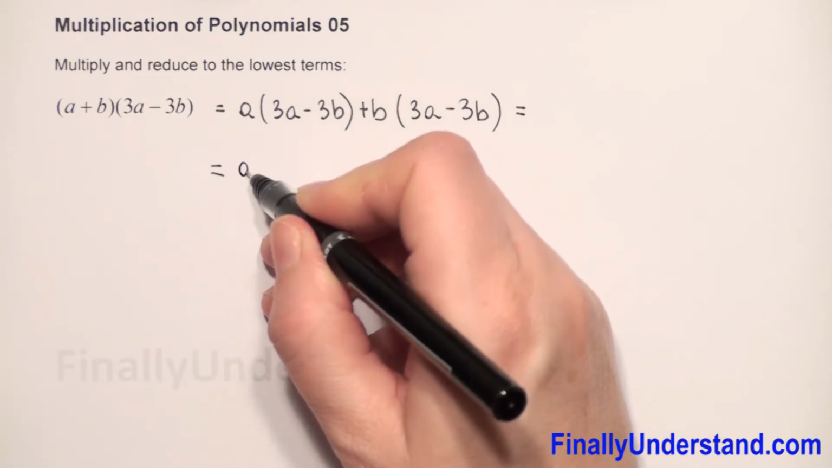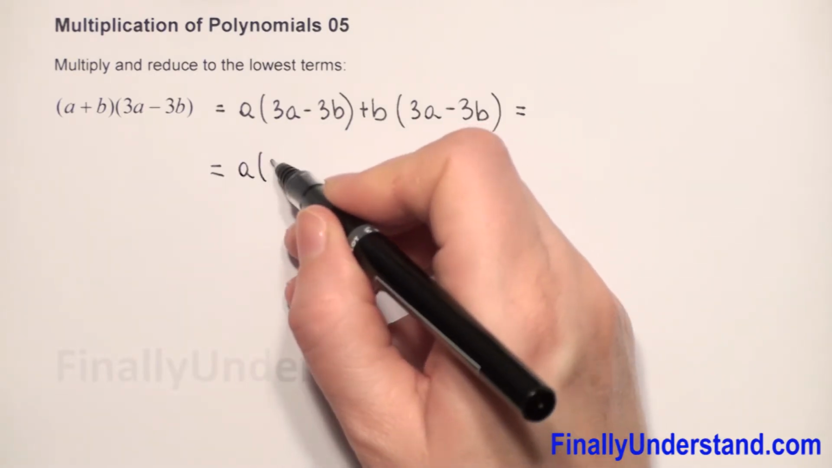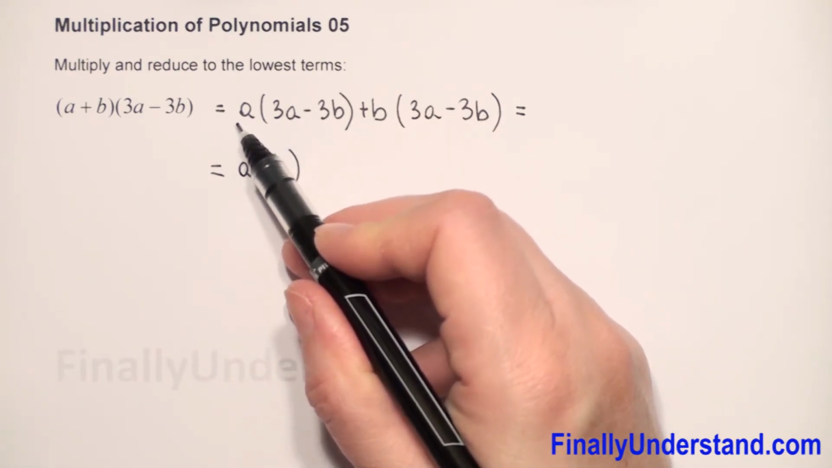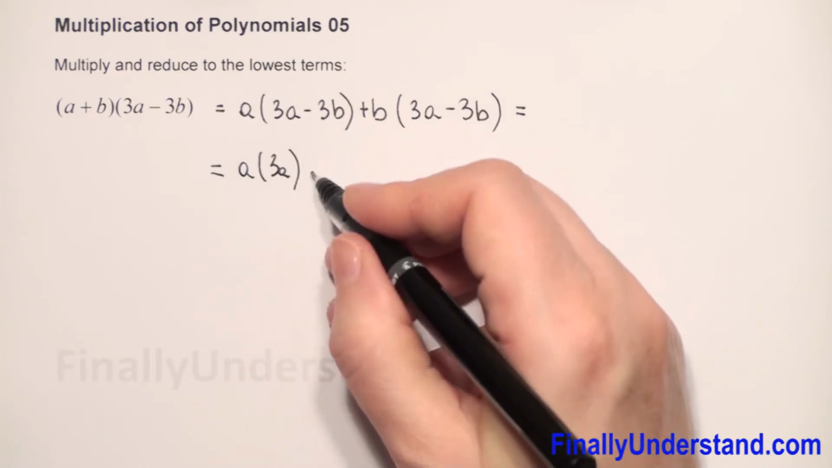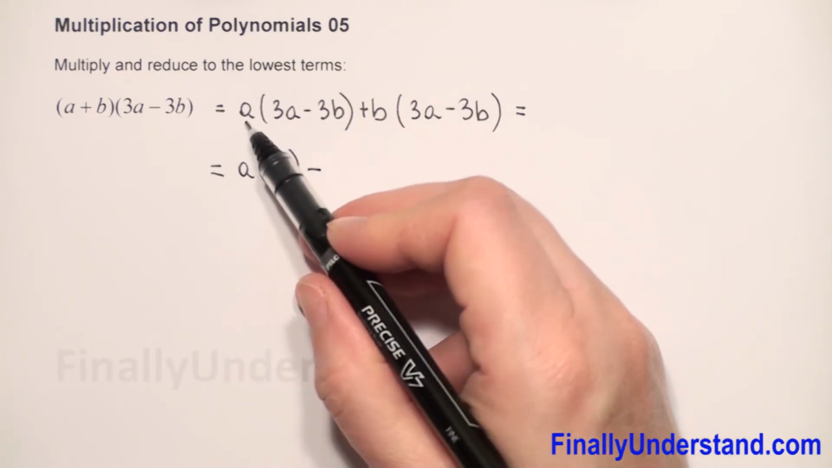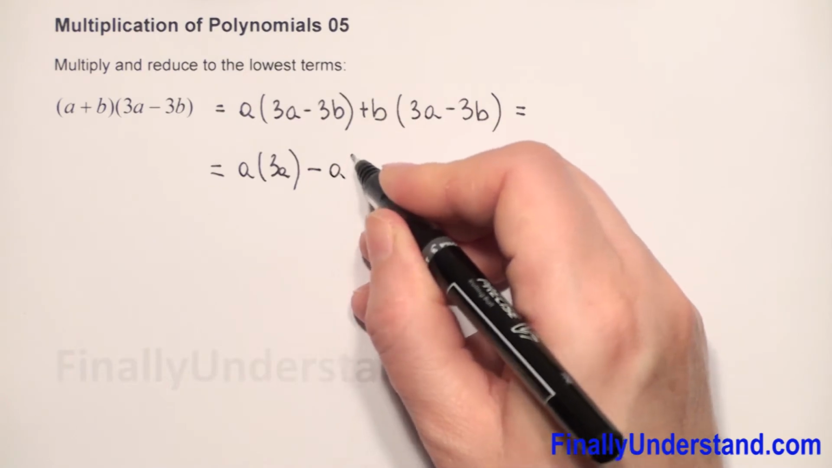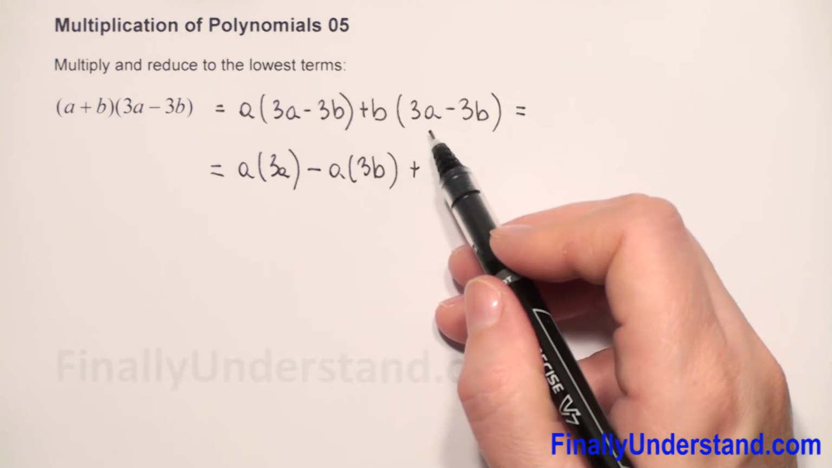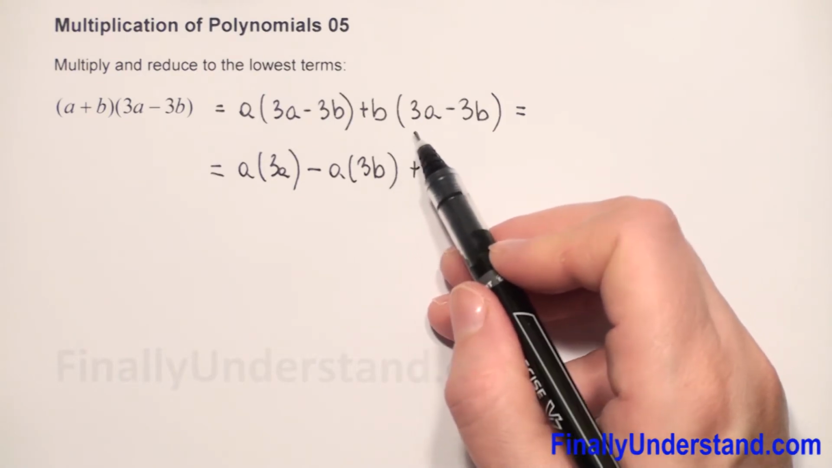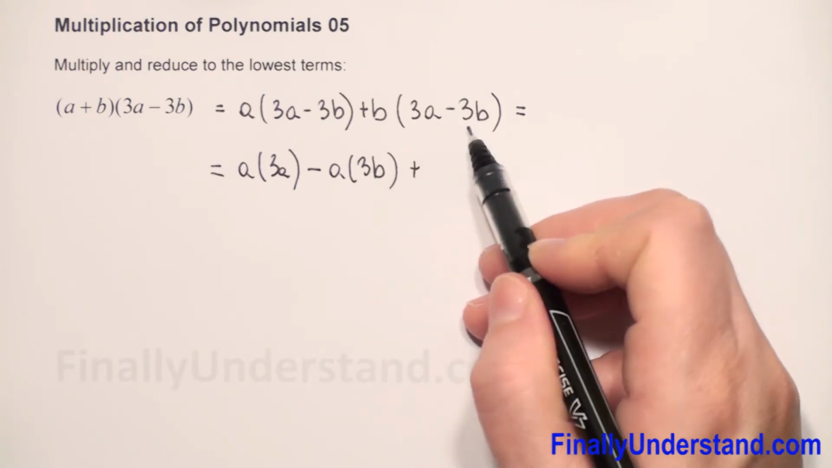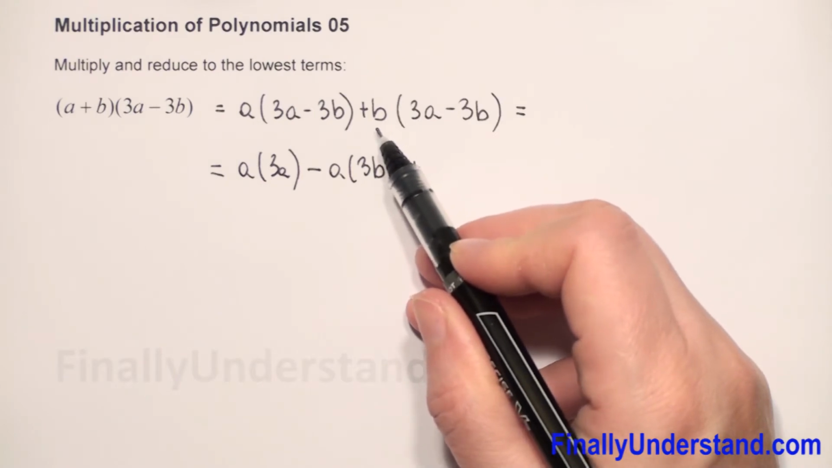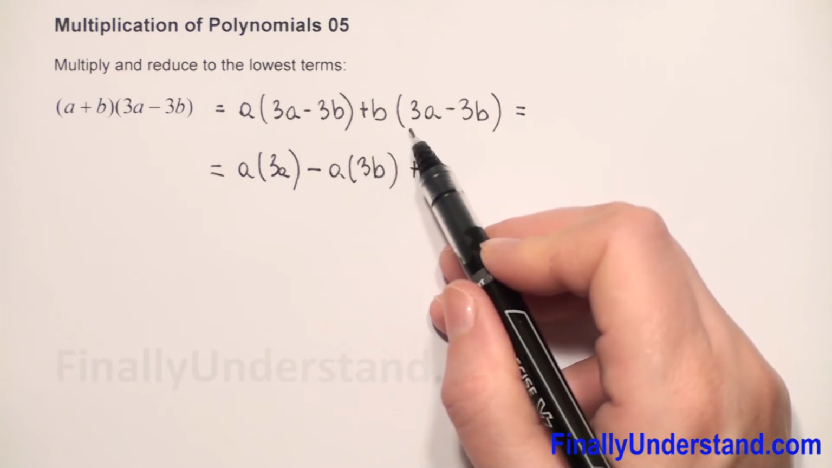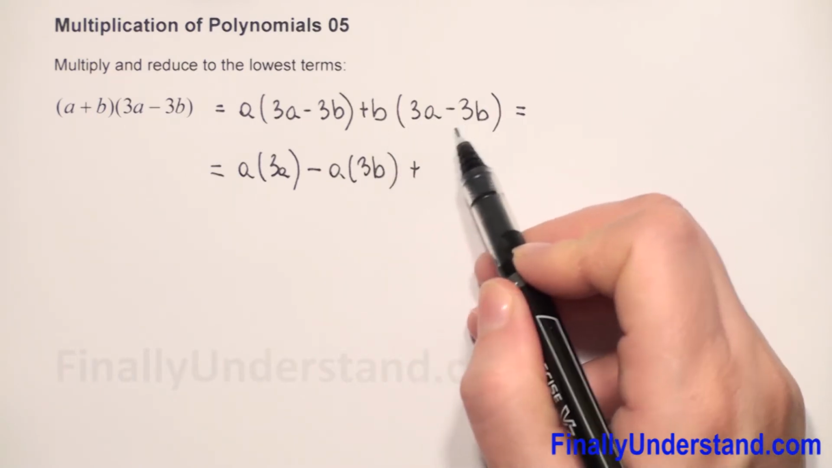So we have a times 3a, and next we have positive a. When we don't have a sign, it's always positive. Positive times negative will give me negative, and we have a times 3b. Plus, and again we have to use the distributive law of multiplication. We have to multiply every term in parentheses by b. In other words, we have to distribute b over each term in the binomial.